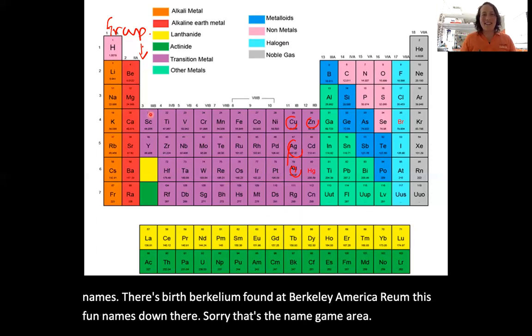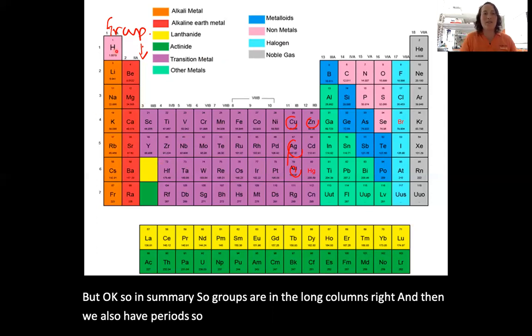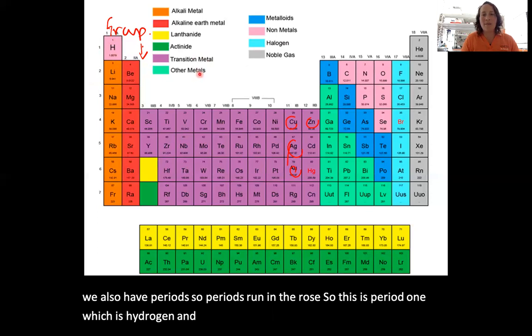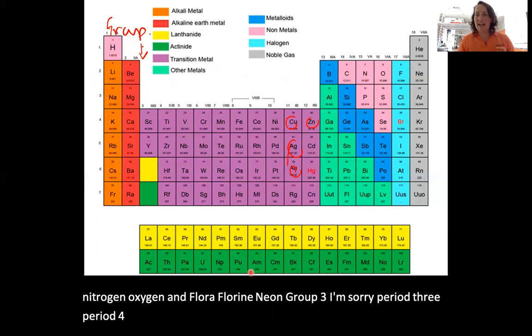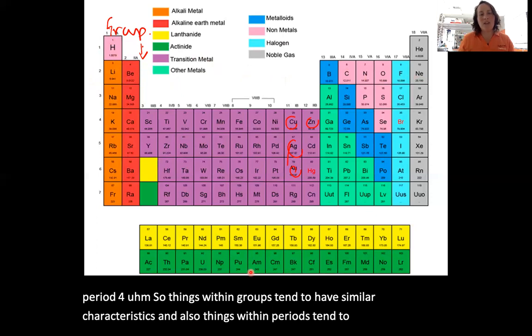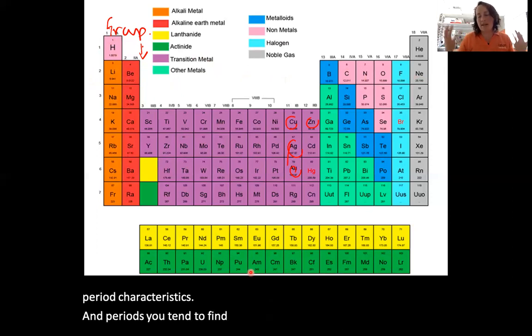But in summary, groups are the long columns. And then we also have periods. Periods run in the rows. So this is period 1, which is hydrogen and helium. Period 2, lithium, beryllium, boron, carbon, nitrogen, oxygen, fluorine, neon. Period 3, period 4. Things within groups tend to have similar characteristics, and things within periods also tend to have similar characteristics, but the group characteristics usually outweigh the period characteristics. In periods, you tend to find more trends.